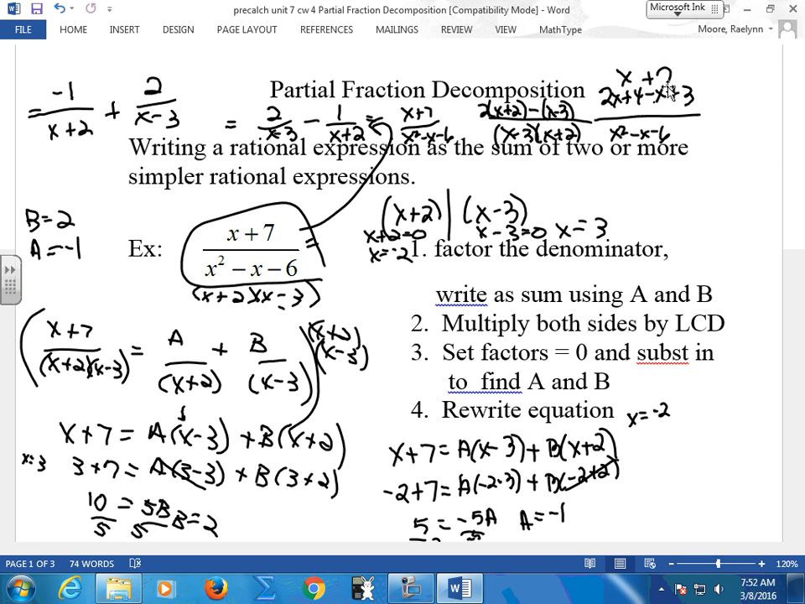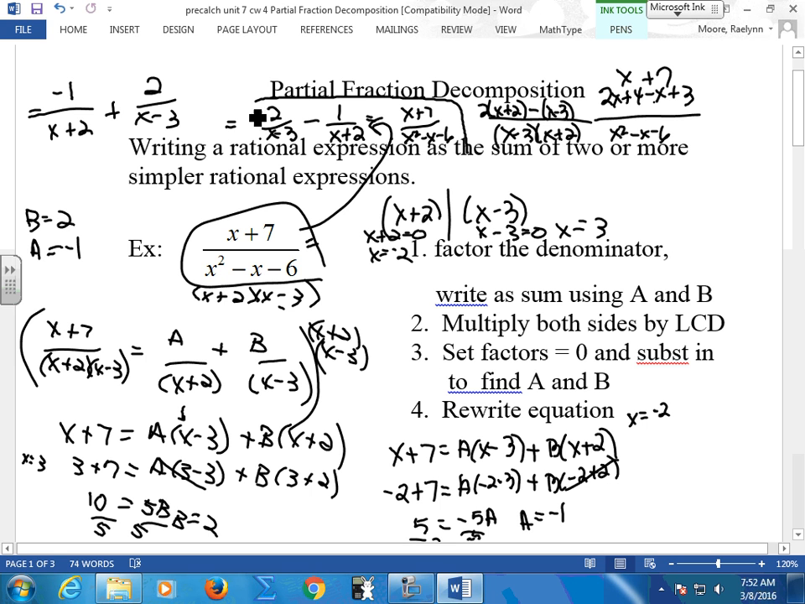All right, so again, we're factoring your denominator, which makes it nice because when we multiply both sides, we got the factors already. And we're writing it as the sum of a plus b. Then we set each one of those factors equal to 0 so we can eliminate it from the equation. Once we find a and b, we just rewrite the equation. So this equation would finally look like this in the end.